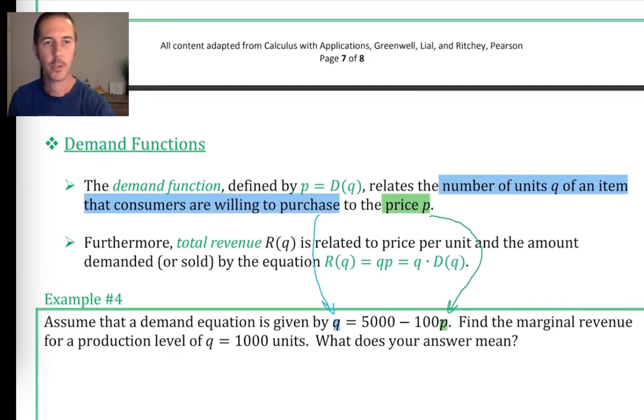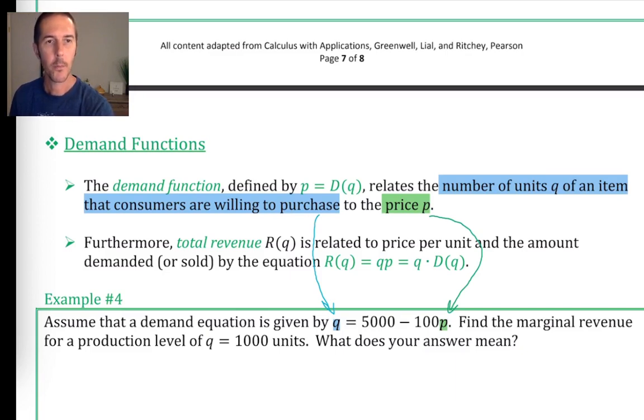And finally, demand functions. So I've already put some highlighting and a couple of arrows on here. A demand function defined by P equals D of Q relates the number of units Q of an item that a consumer is willing to purchase to the price P. You can imagine that often as price increases, the demand for that item will decrease because it gets too expensive for more and more people as the price goes up, so the demand goes down. That's probably not always the case, but I would bet usually that's the case.